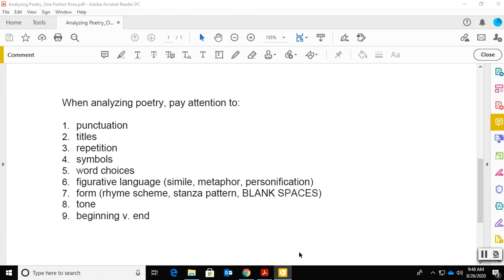Probably the most important thing to realize about a poem is that everything in that poem, from the title of the poem to even the punctuation, matters to the poet in his or her attempt to convey meaning. So I'm going to give you 9 elements to always consider when analyzing poetry, and then we will analyze a specific poem using those 9 elements to give you a feel for how this works.